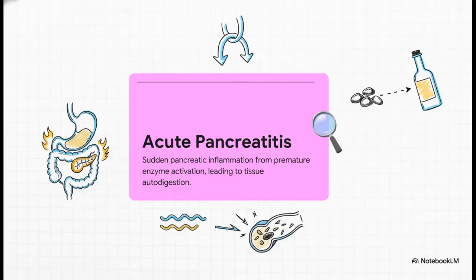So what exactly is acute pancreatitis? Well, at its core, it's a sudden, intense inflammation of the pancreas. And what's driving it is this really destructive process. The pancreas's own digestive enzymes get activated way too early. This leads to something called autodigestion. I mean, the organ literally starts to digest itself. And the two biggest culprits that kick off this whole cascade? Usually it's gallstones or chronic alcohol use.